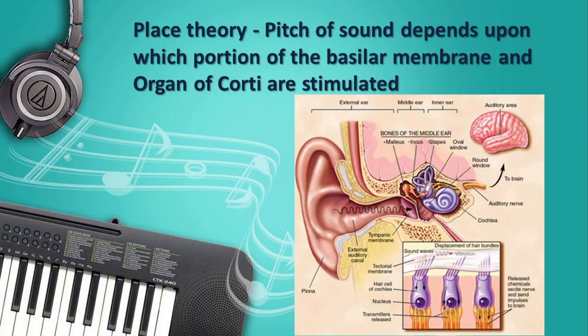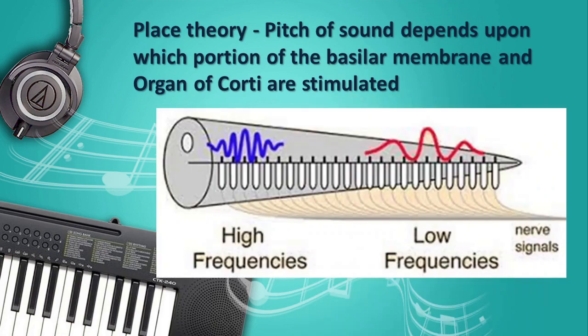According to place theory, the pitch of sound depends on which portion of the basilar membrane and organ of Corti are stimulated. So pitch is encoded in the physical location of the hair cells. You know that hair cells are the sensory cells in the organ of Corti. They are stimulated to produce neural signals which are then carried to the brain.